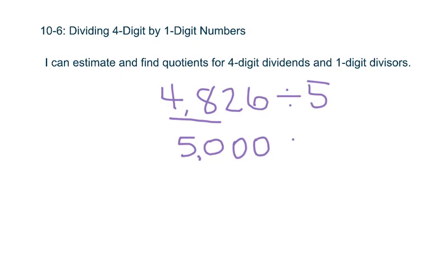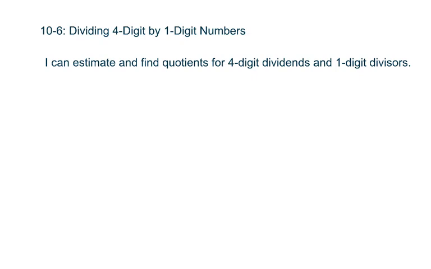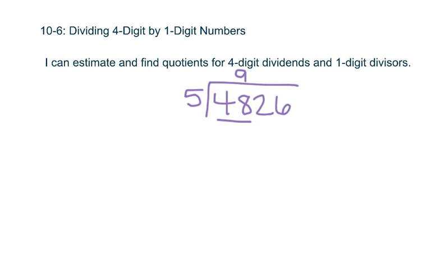So now I'm going to see 5 divided by 5 is 1, and I attach 3 zeros. So my estimate for number 2 should be about 1,000. All right, let's go ahead and actually try this out using long division. So I have 4,826. I'm going to divide by 5. How many times does 5 fit into 4? It doesn't. But how many times does it fit into 48? It fits in 9 times. 9 times 5 is 45.